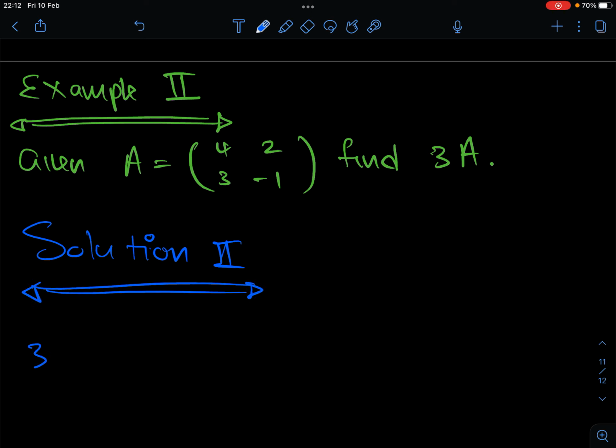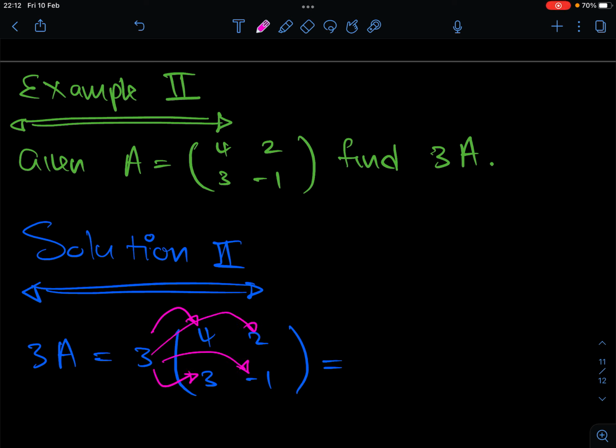To find 3A, this is actually saying 3 times the matrix 4, 2, 3, minus 1. So this number 3 will go inside and multiply everything. It will multiply there, there, there, and there. In the end result, we'll have 12, then at the top other side we get 6, then we get 9, then we get negative 3. So this is how scalar multiplication works. There is no restriction here.